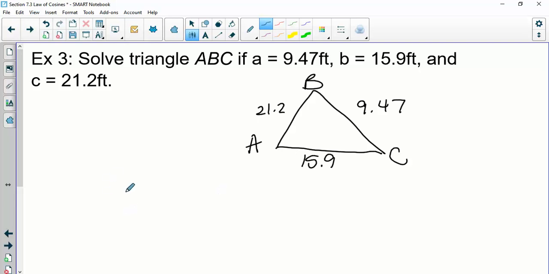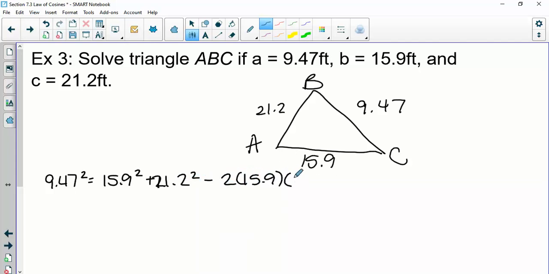All right, so let's say I just use the first version. So a squared equals b squared plus c squared minus 2bc cosine of a.